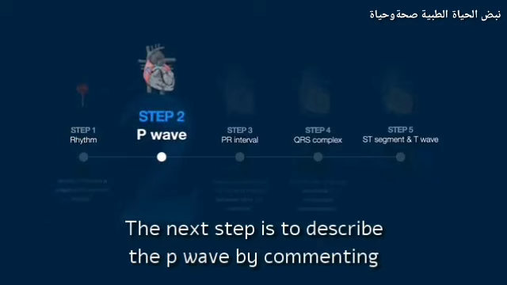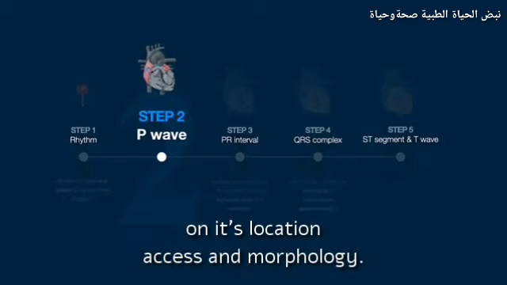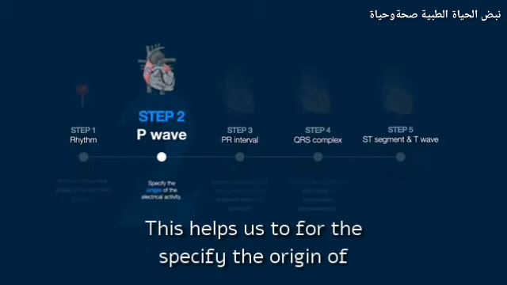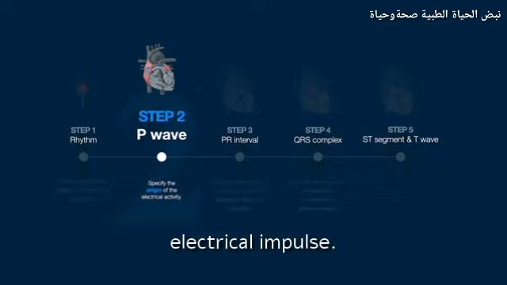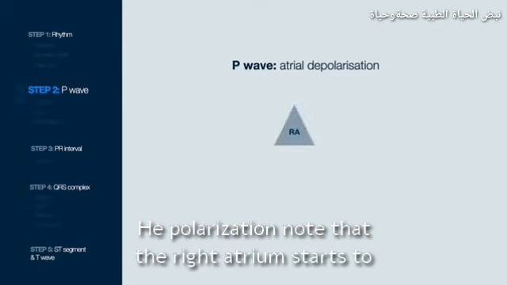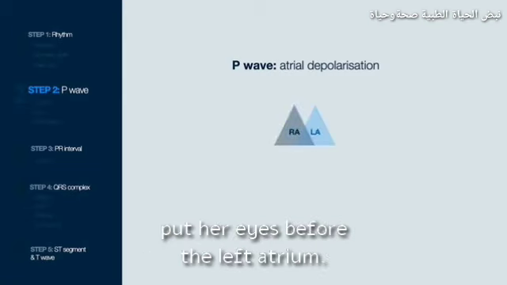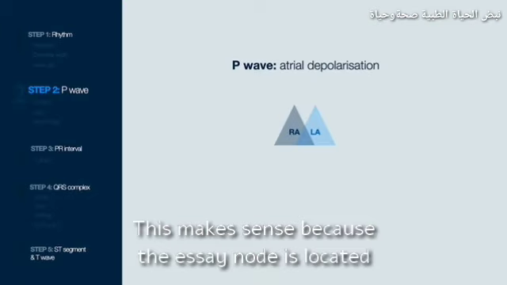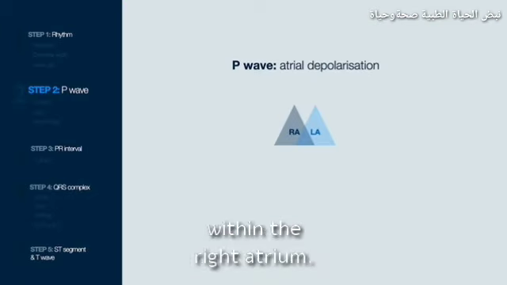The next step is to describe the P wave by commenting on its location, axis, and morphology. This helps us to further specify the origin of the electrical impulse. The P wave represents atrial depolarization. During atrial depolarization, note that the right atrium starts to depolarize before the left atrium. This makes sense because the SA node is located within the right atrium.